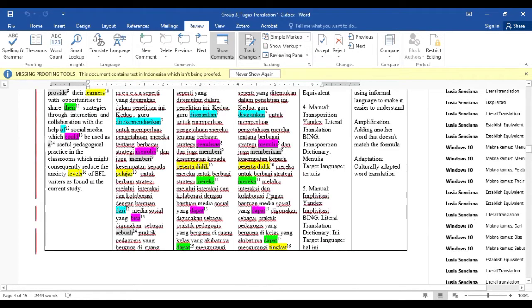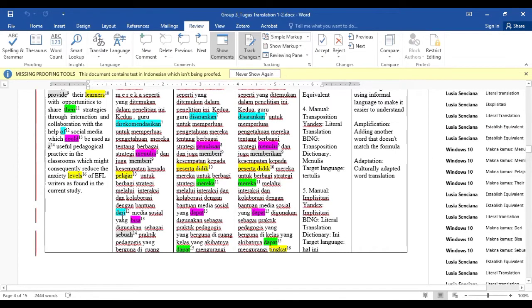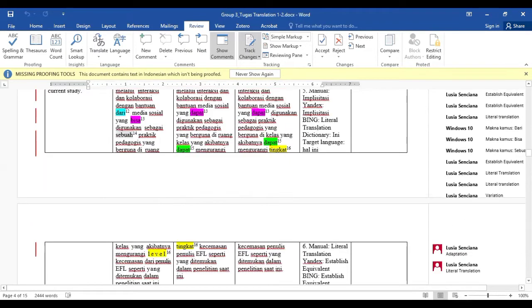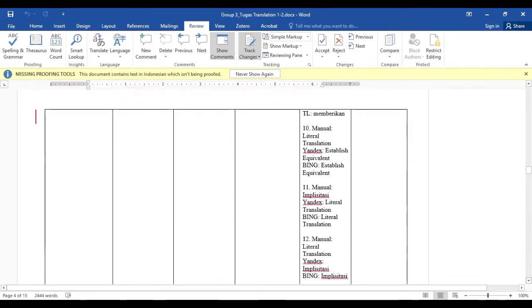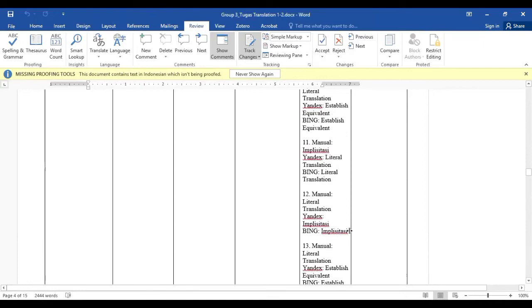So number 12, it is of. Of in the dictionary meaning is dari, and in the manual translator interpreted to dari, and in the Yandex and Bing translator cannot interpret it. So the method of number 12 is manual translator using literal translation. This is word by word translation process, and in the Yandex and Bing using implicitasi. This is add new word to target language.